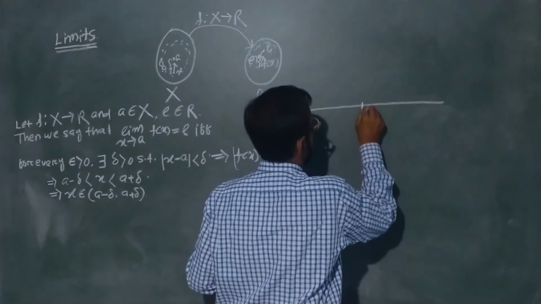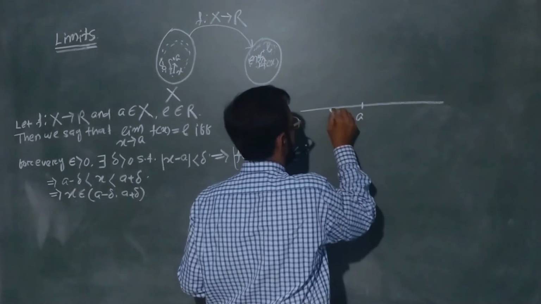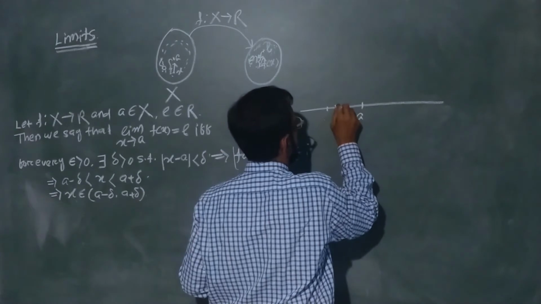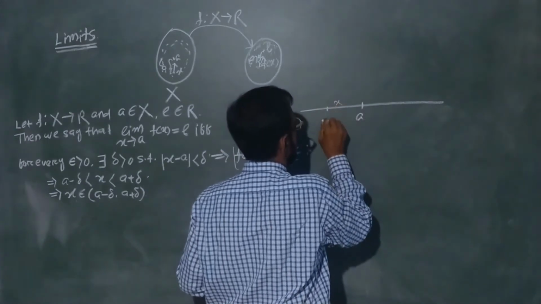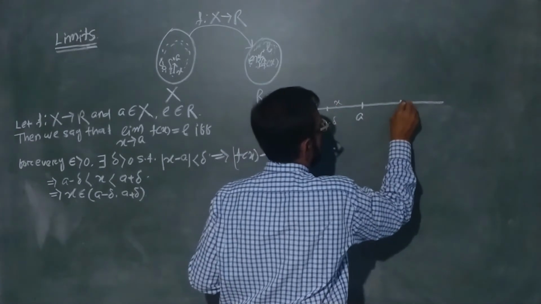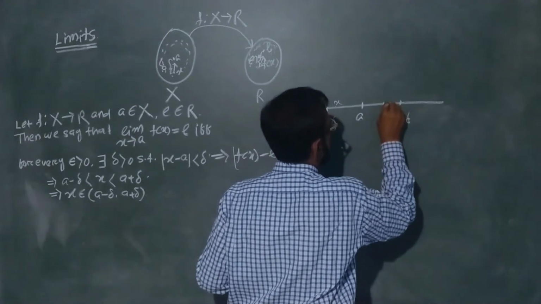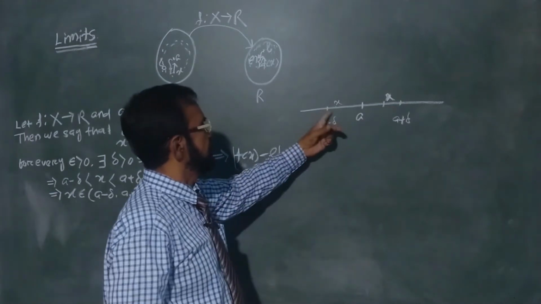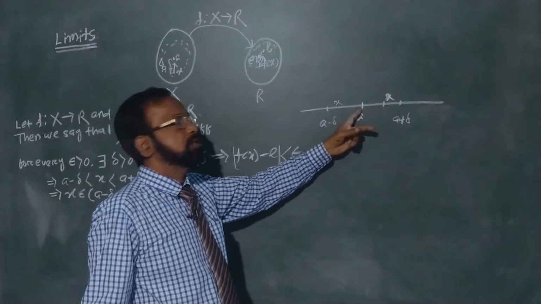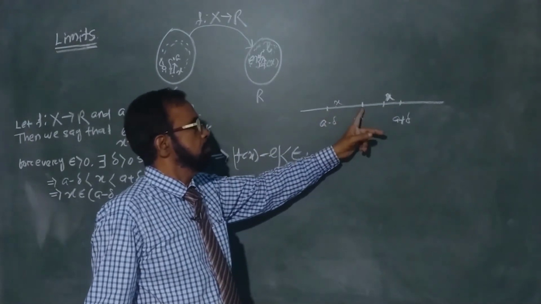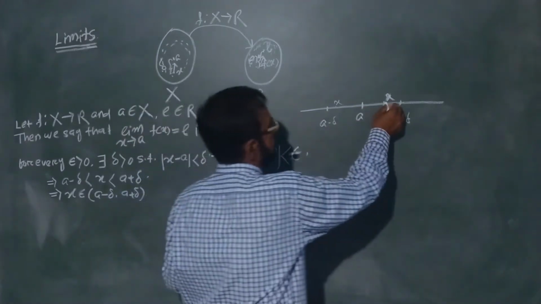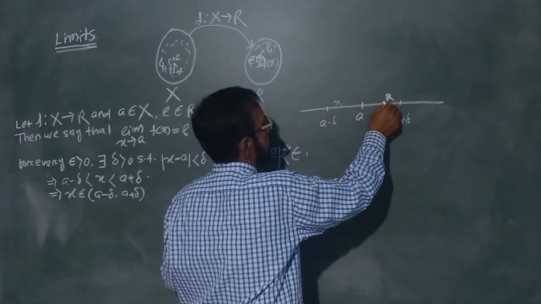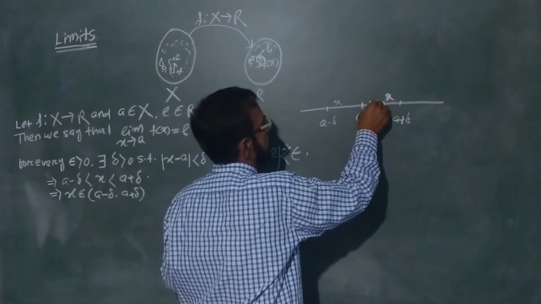This is the number line, a. Suppose x is here. This is a minus delta, a plus delta, x. Now x approaches a from the left of a is called the left hand limit of a. Similarly, x may approach from this place, meaning the right side of a, which is limit x tends to a plus.